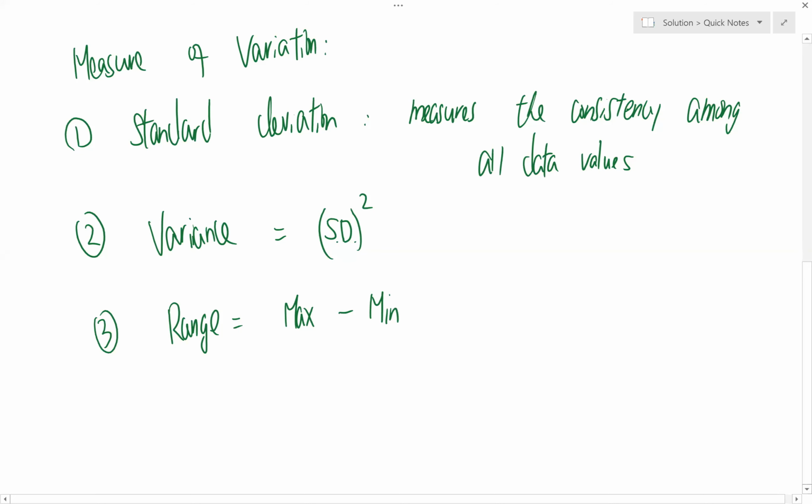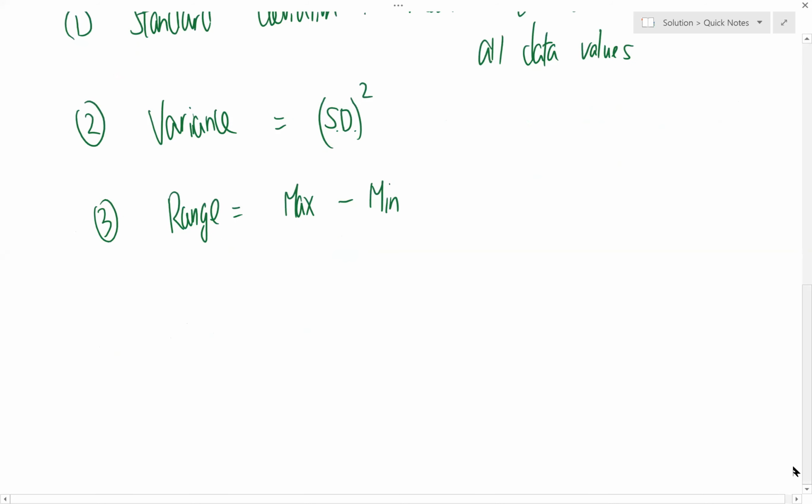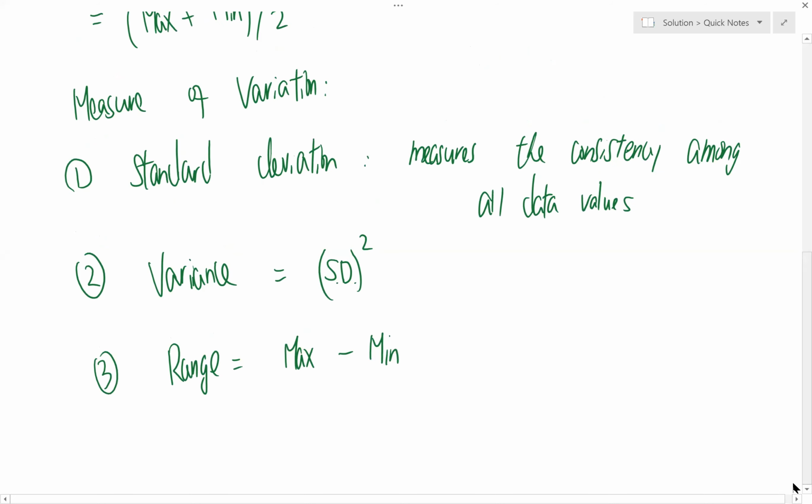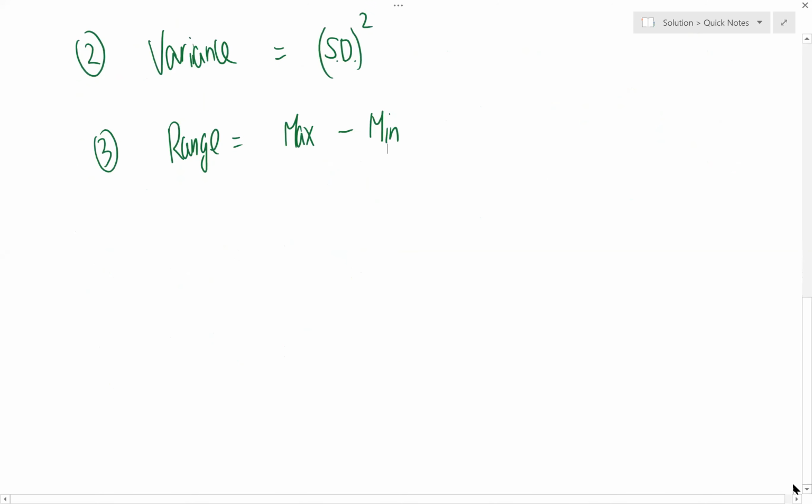Also we have a z-score, right? Quickly, the z-score helps us locate the relative standing of each data value within a data set. So z-score is used to measure the relative standing of each data value.